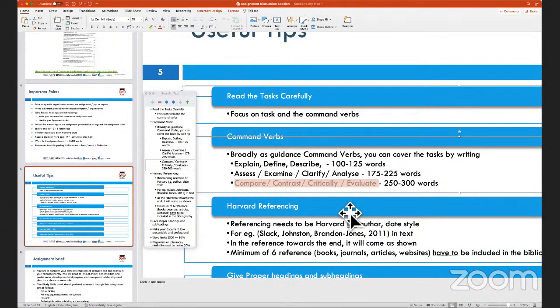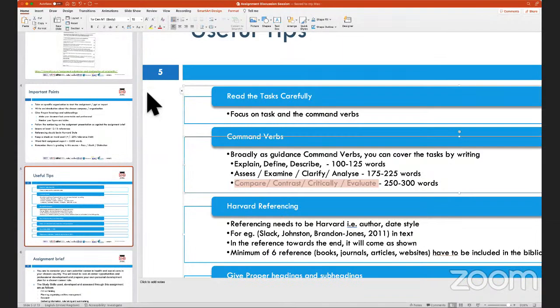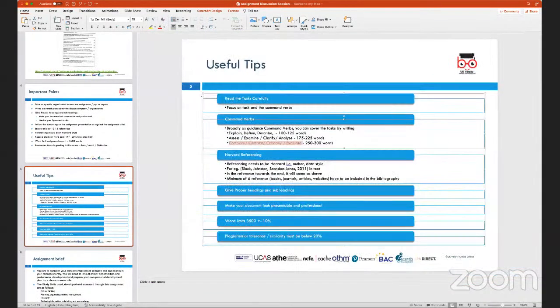And that is where you need to build your arguments and your evidence, and that is why the word limit again goes up. So here is where you would need to focus on command verbs, and they would then help you understand how you're compiling the evidence for the tasks that you are doing.